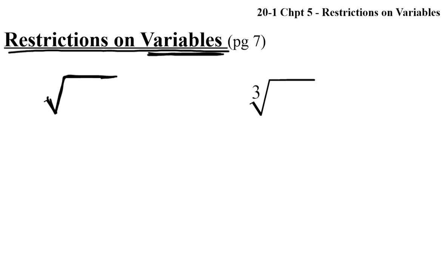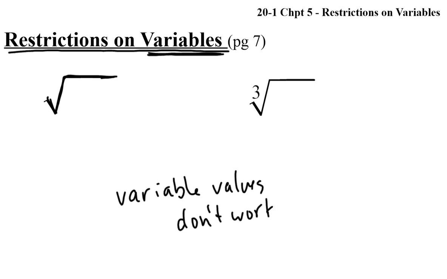If we start to work with radicals and variables, not all variables will work. But why? We have to identify what variable values don't work in certain situations. And that's what a restriction is. It's telling us, hey, here's an answer, but consider the fact that. And that's what we want to take a look at.